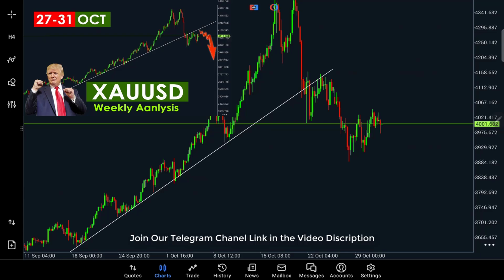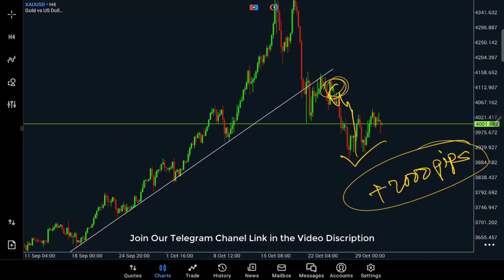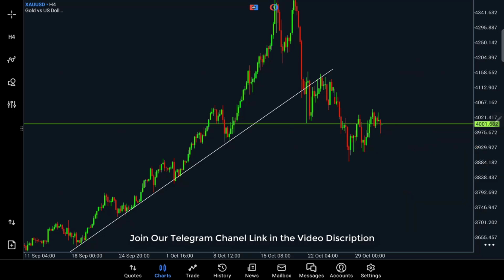And if I especially want to talk about our last week analysis, we took a sell entry around 4,100 something, around that particular area, and the market dropped around plus 2,000 pips from our last week analysis. So you may check our previous analysis also, and we are sharing a lot of analysis in our Telegram channel daily. That could be fundamental, and that can be technical analysis. You may check our public Telegram channel, link in the video description box.